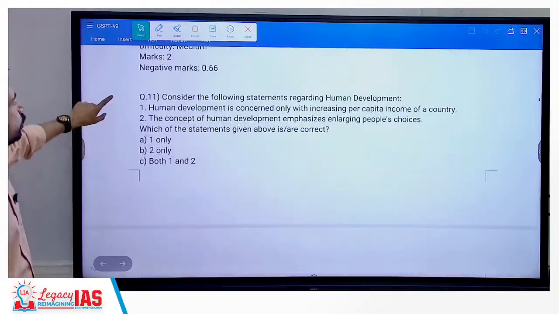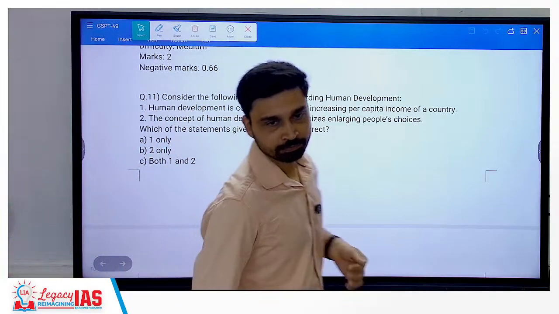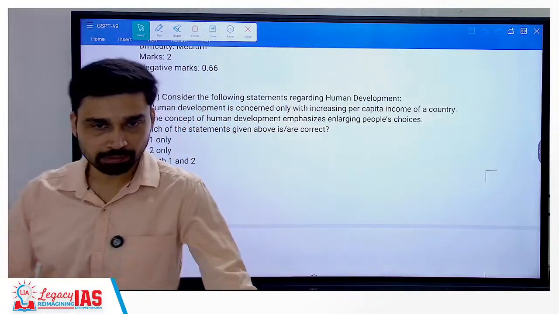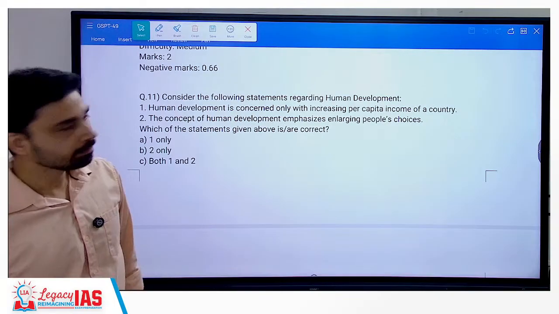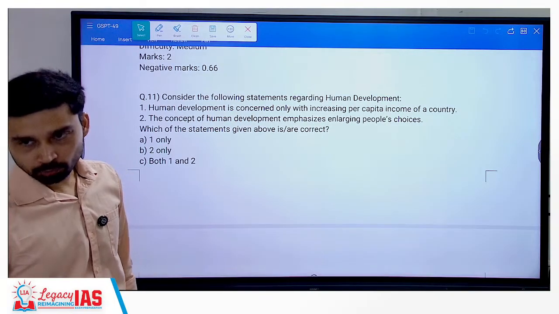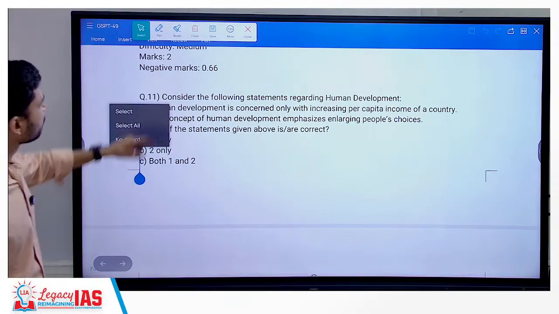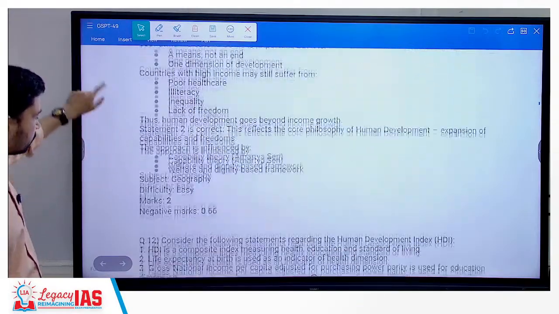Then human development is concerned only with increasing per capita income. True or false? False. Human development has other parameters also, like education, healthcare. Second, the concept of development emphasizes enlarging people's choices, the capability approach, okay, that you talked about, decision making. So what is the correct option? B. Okay, 2 only. B is the right option.